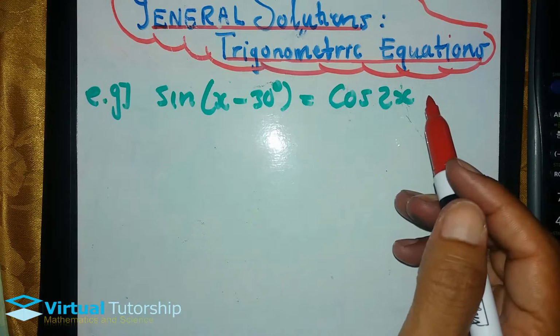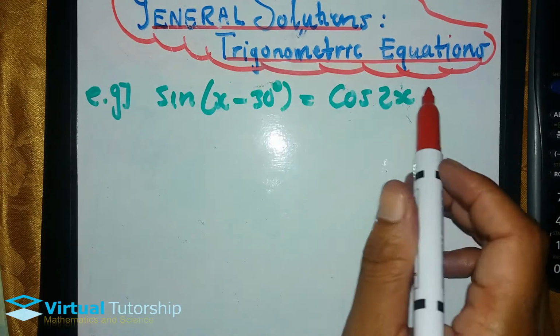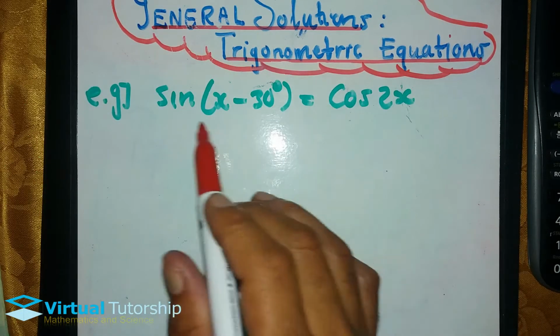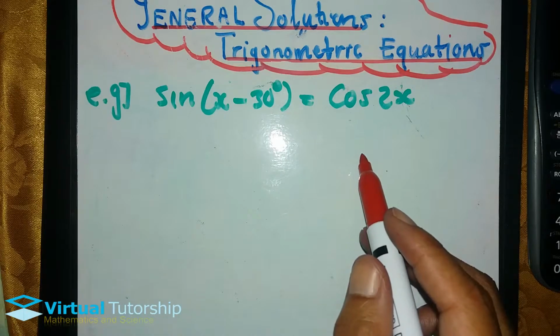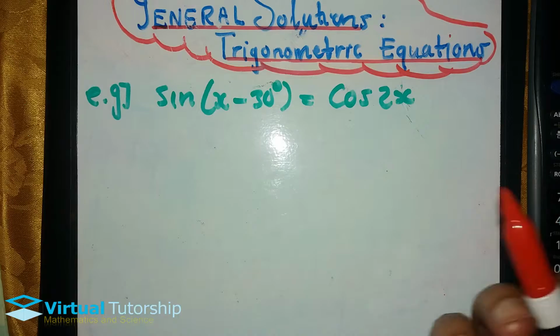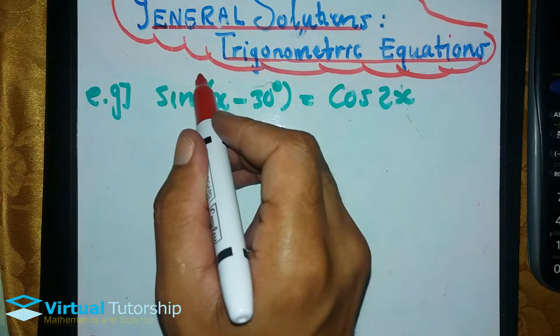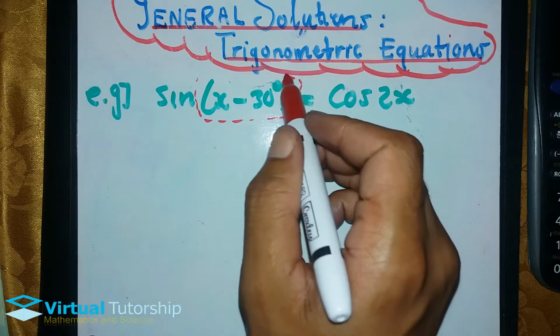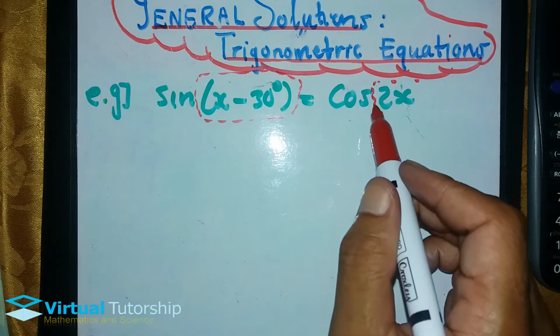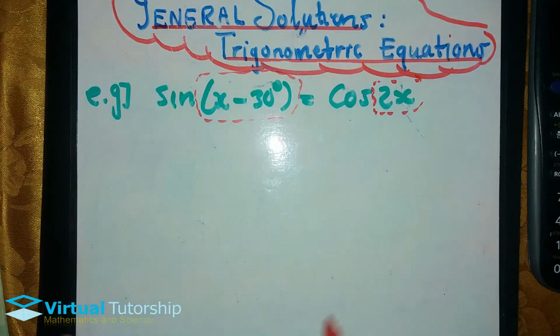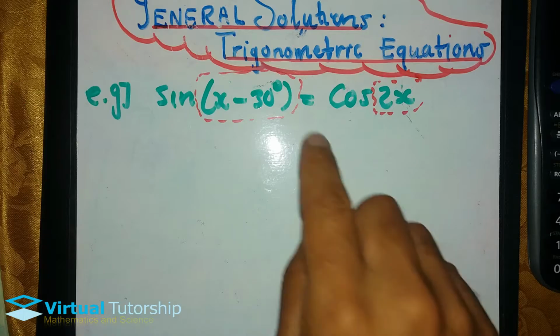If these angles were the same, what would I do? I'd divide by cos on both sides and then have tan on the left hand side and 1 on the right hand side, then it would be solvable. But then in this scenario, x minus 30 degrees and 2x are my angles, so the angles are not the same, right? Then it becomes a bit of a problem.